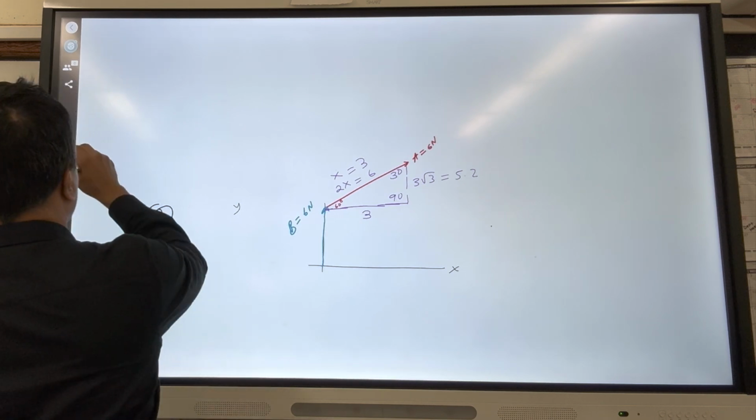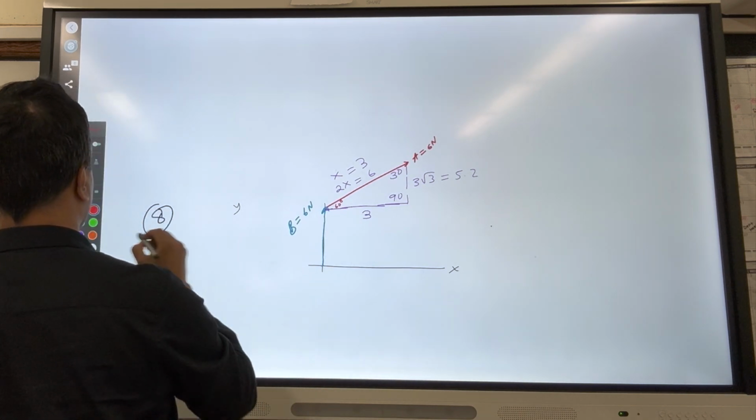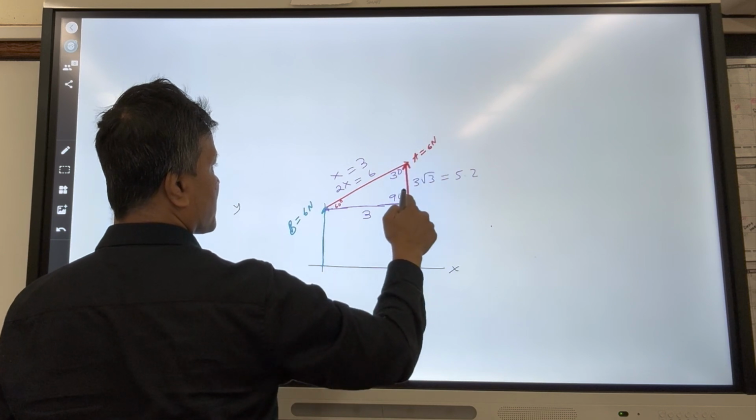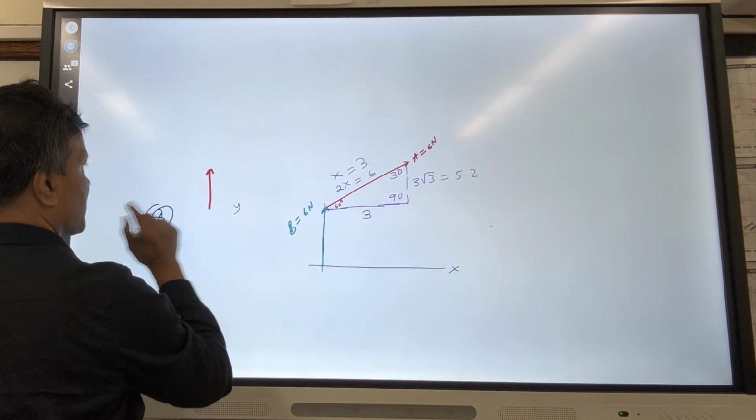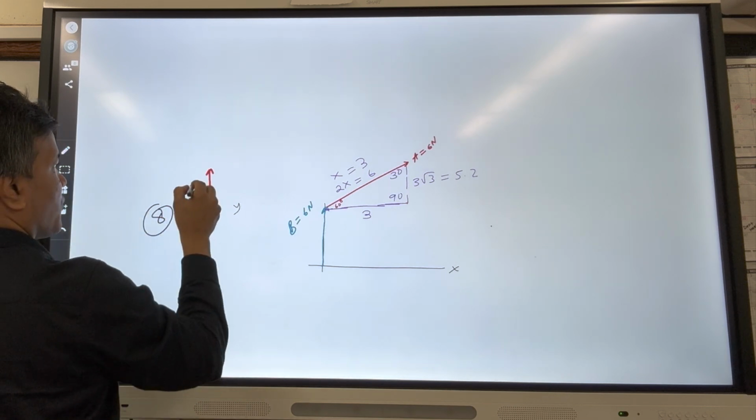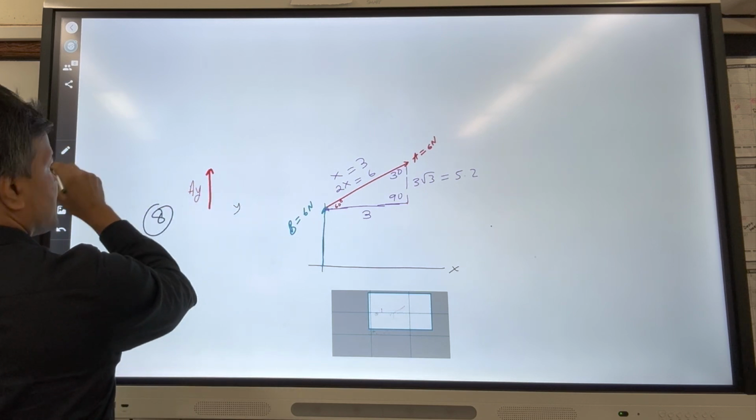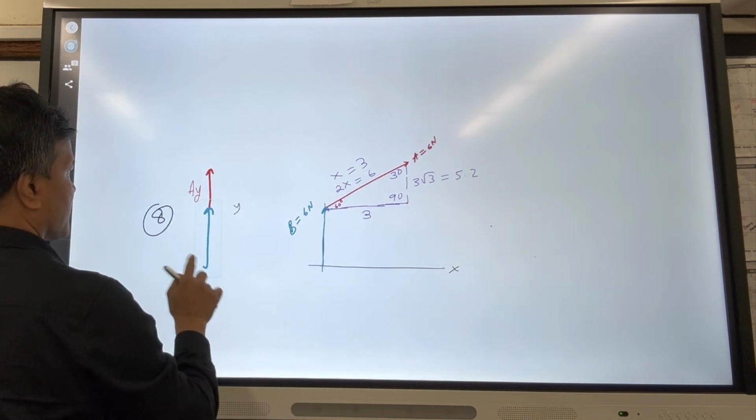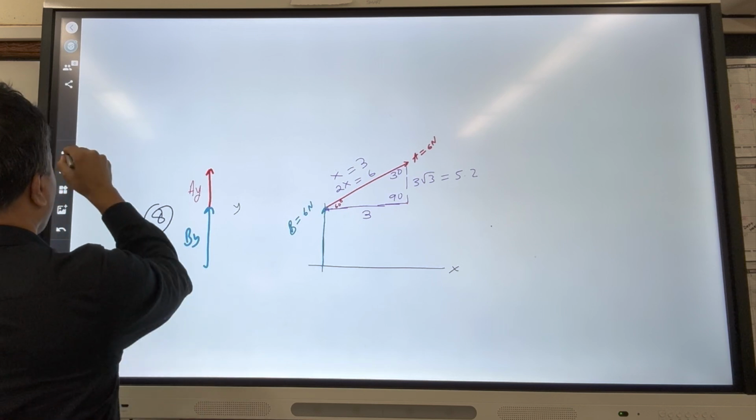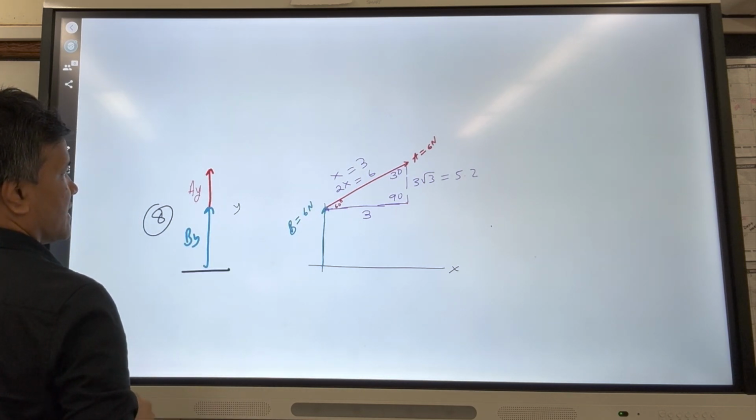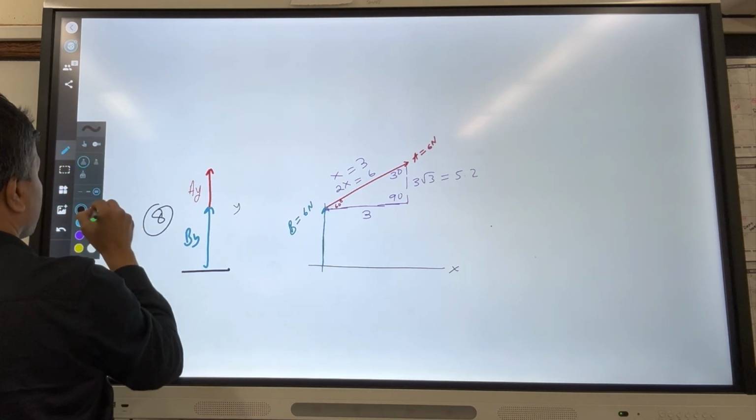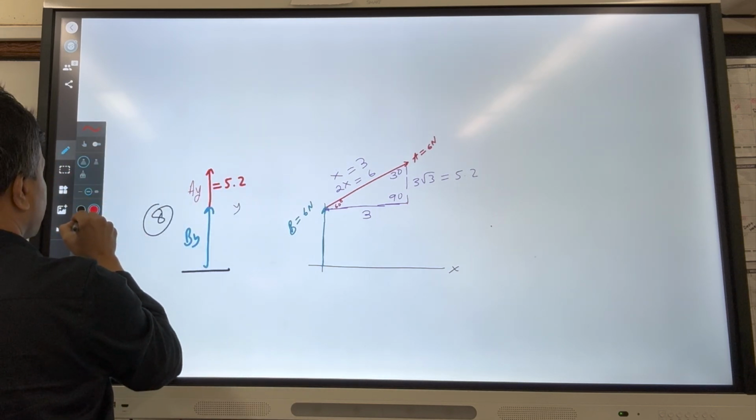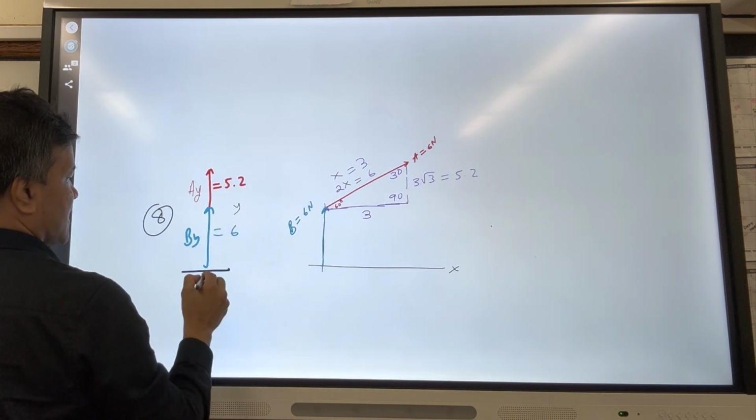Okay, now I have the y component of the red vector. I'm going to take the y component of the red vector and bring it over here. This is AY, and this is BY. Okay. AY plus BY has to be, AY is 5.2 and BY is 6. So 5.2 and 6 is 11.2.